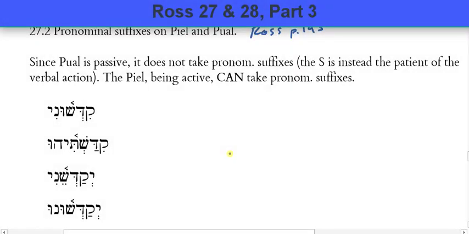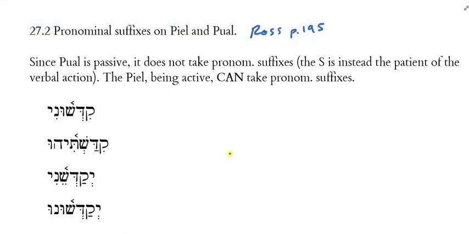27.2 is located on Ross page 195, and this is the matter of pronominal suffixes on these new stems. The good news is that since the Pual is a passive stem, it will not take pronominal suffixes, because in the Pual, the subject is the patient of the verbal action. Normally, when you have a pronominal suffix, that pronominal suffix represents the direct object, which is the one being affected by the verbal action. Okay? And since the subject in the Pual is the patient, is the one being affected by the verbal action, there's no direct object for those, and so you won't see pronominal suffixes.